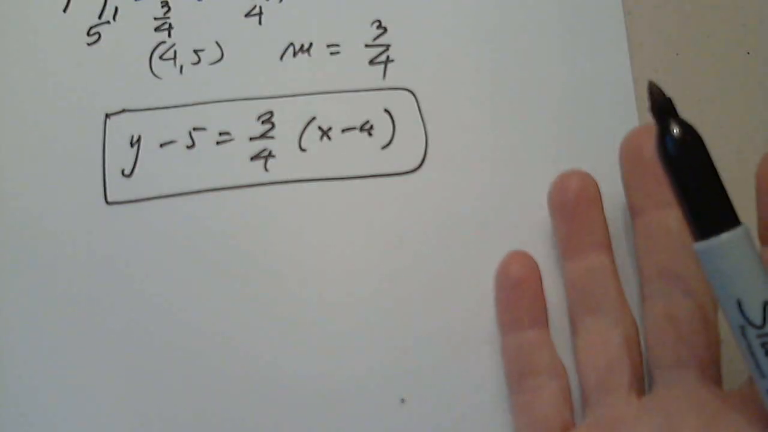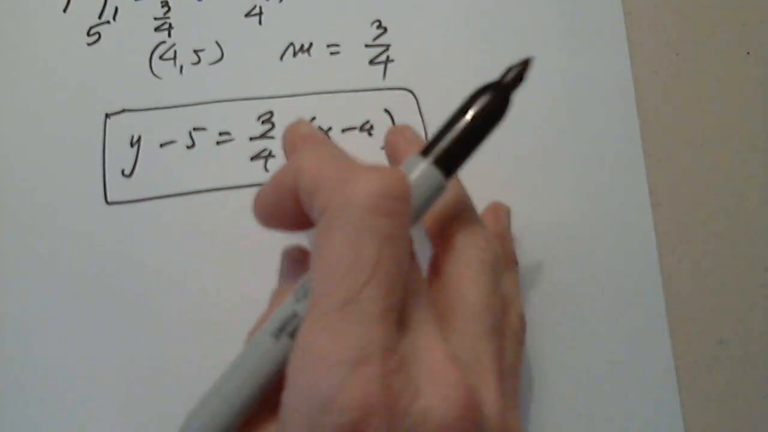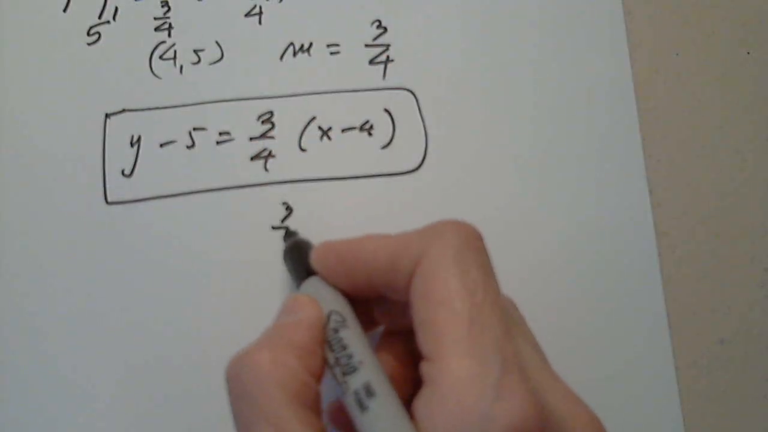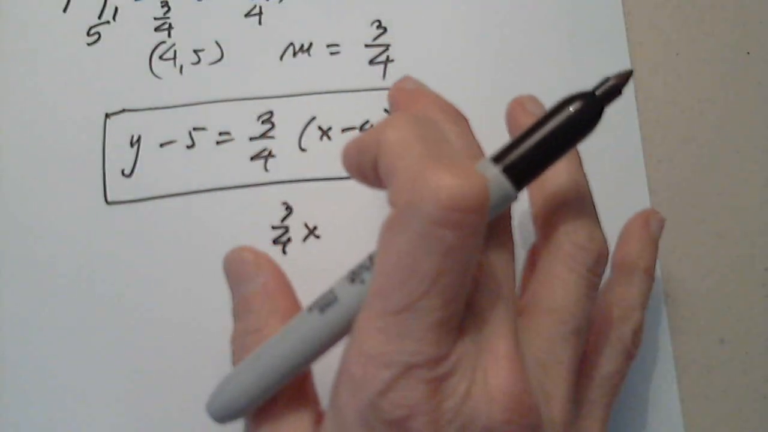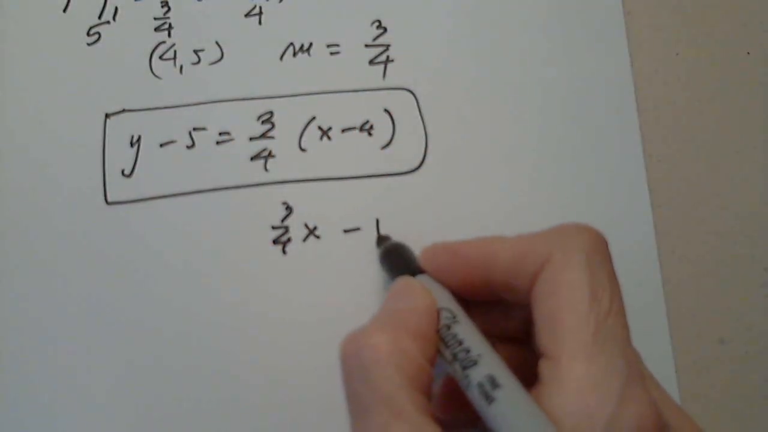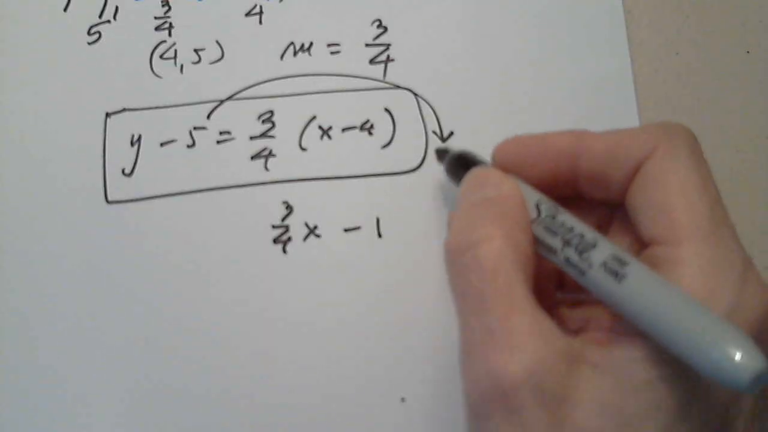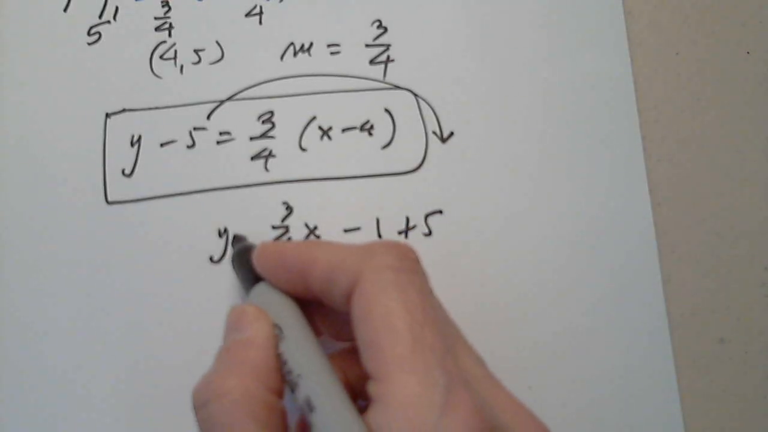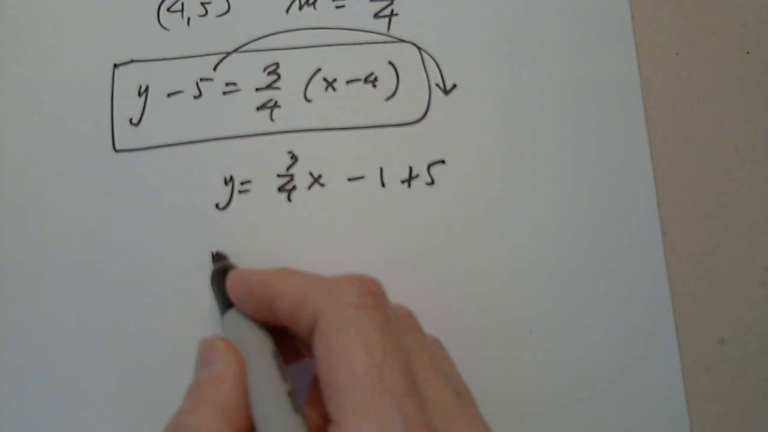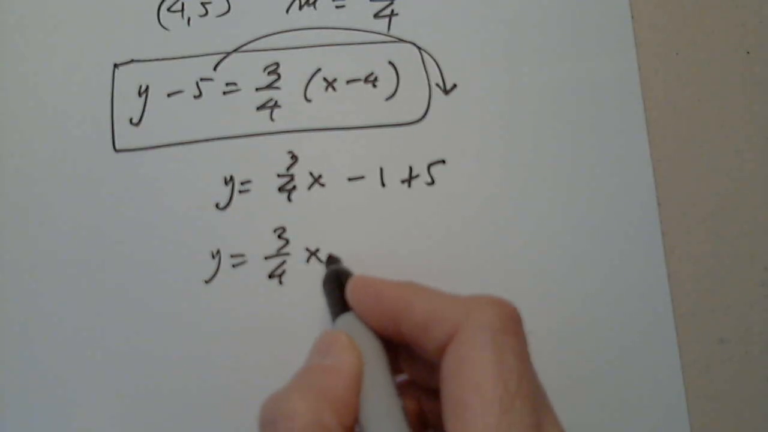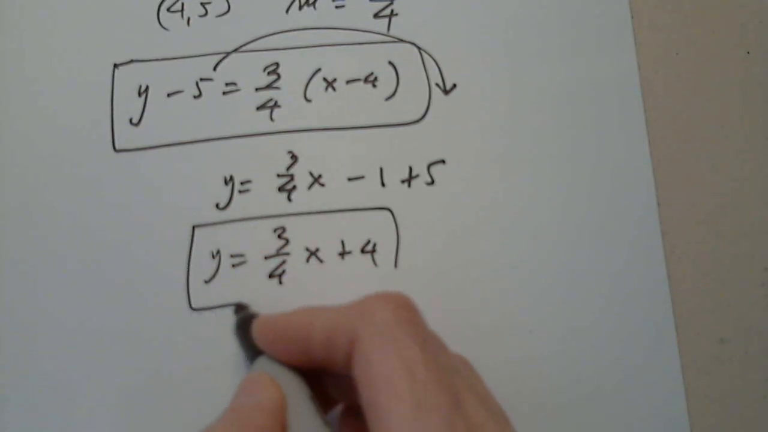In case they want us to solve for y, that's very simple. 3/4 times x, 3/4 x, 3/4 times negative 4 is negative 3, but I have to bring a positive 5 to the other side. So then y will be 3/4 x plus 2.